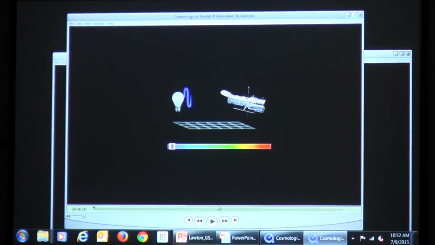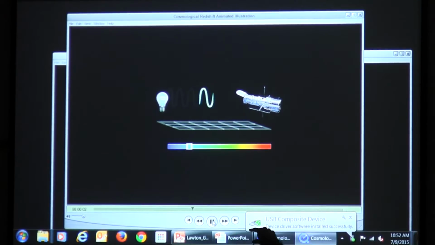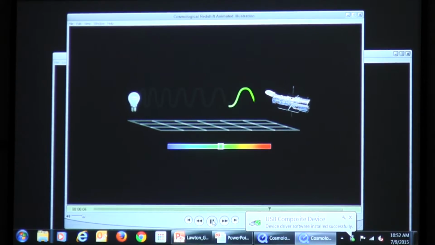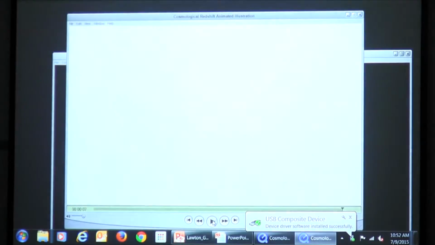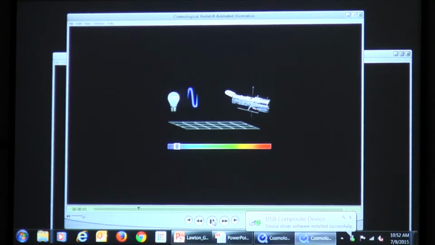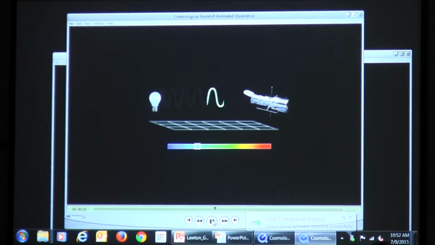There we are. All right. Okay, so you get an idea, right? Light leaves blue, but it's being stretched by the expanding space. By the time we observe it with Hubble, right, it's been redshifted.